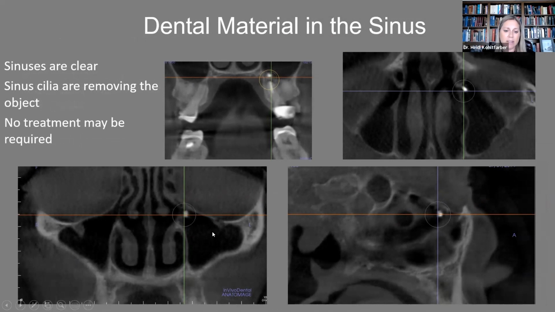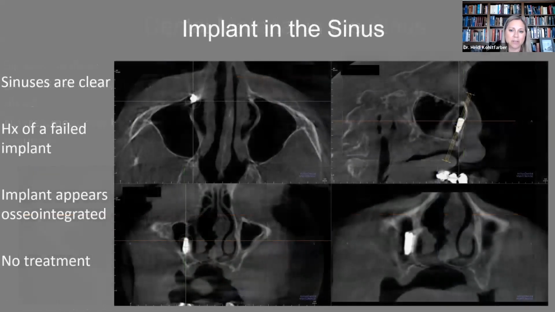The beauty behind this is that the little cilia within your respiratory epithelium do exactly what they're supposed to do. And you can see that they're removing this little dental material out through the osteomeatal complex. Patient's probably going to swallow that shortly. So we really don't need to do anything about it. Really amazing the way the body works.